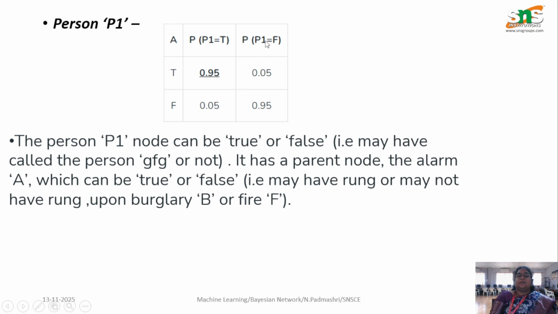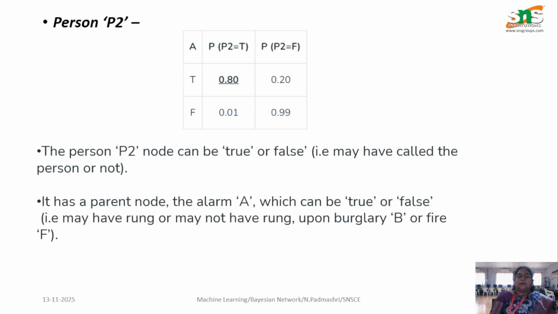Person 1 is sometimes true and sometimes false. When the alarm rings, what is the value? When the alarm is true and when the alarm is false, what is the value? So the person P1 node can be true or false: they can call another person, or not call. It has a parent node, the alarm A, which may be true or false. Based on these conditions, person 2 is calculated the same way: P2 may be true or false, depending on whether the alarm has rung or not. These values are written separately for person 1 and person 2.